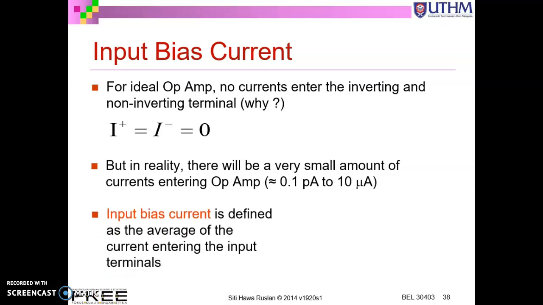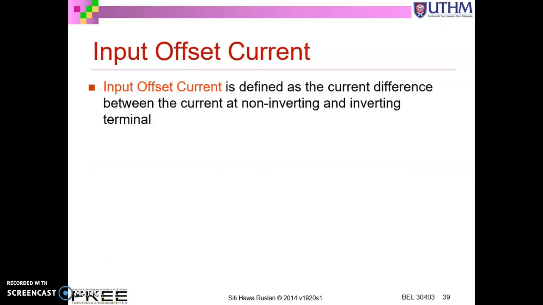We have a parameter called input bias current, which is the average of your I plus and I minus. It is called IB or I bias. Actually it is not 0, but the value is very small. We have another current, which is the difference between I plus, the current entering the positive terminal, and I minus, the current entering the negative terminal, and we call it IIO or input offset current.